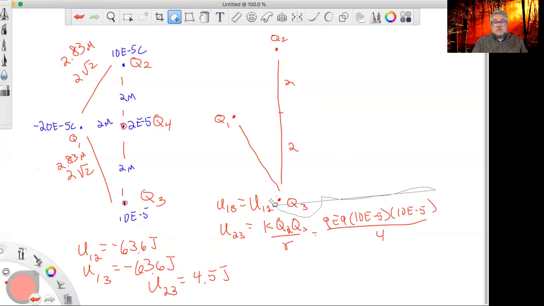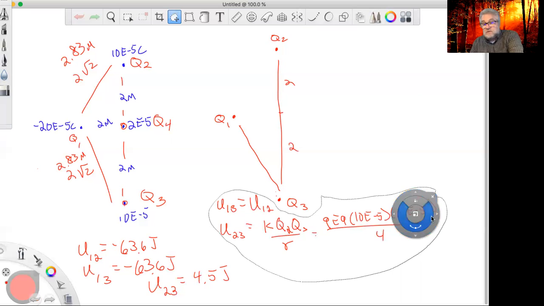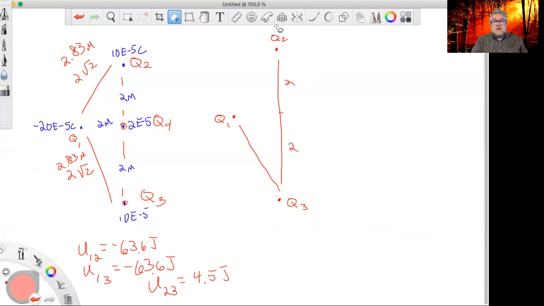So now, let me get rid of these. So I did this pair, right? I did that pair and I did that pair. Those are all the possible combinations for charge 3. So now I'm going to bring in charge 4. And charge 4 is going to feel this electric potential energy.